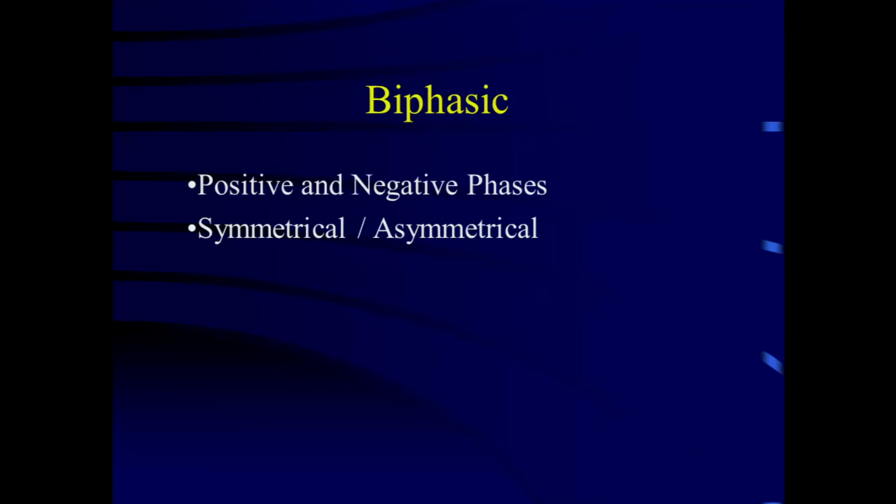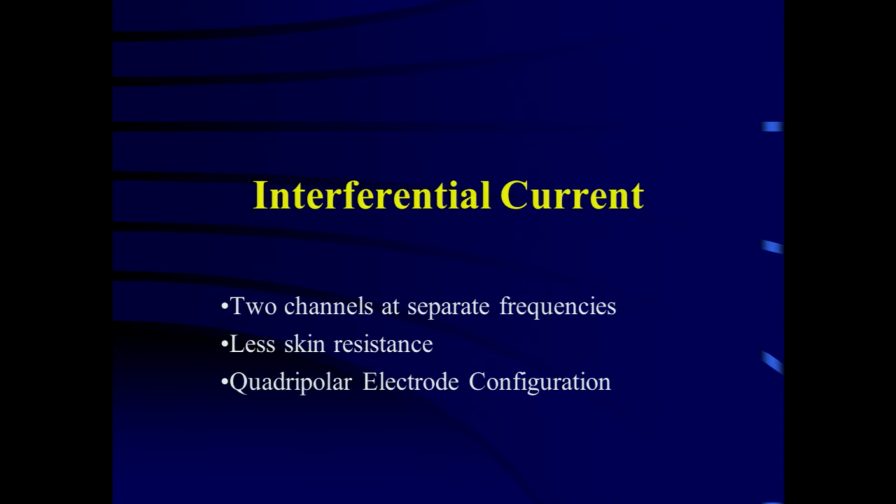Biphasic, positive, negative, symmetrical and asymmetrical. Mostly we use only symmetrical, we do not generate asymmetrical. Whatever the function generator gives, that way. Interferential, you use two channels at different frequencies. So it will have less skin resistance, and in some cases you use 4 electrodes. 2 will be applying the voltage, 2 will be measuring the output.